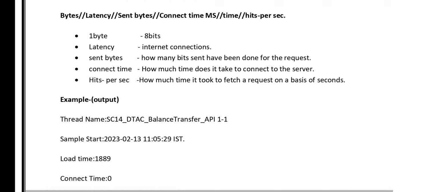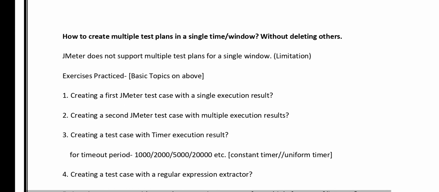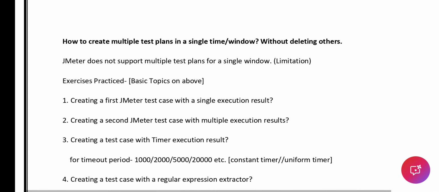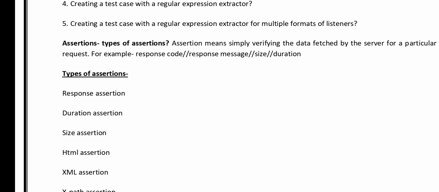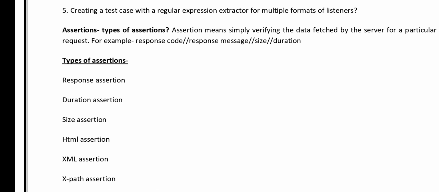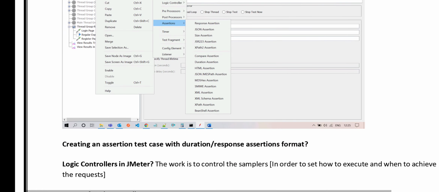And then there are many terms that I have included. And how to create multiple test plans at a single time or in a single window without deleting the others. What are assertions and what are the different types of assertions in JMeter? Okay.